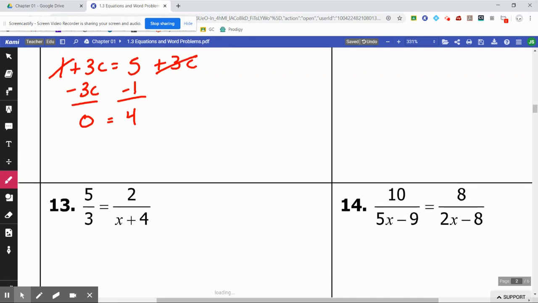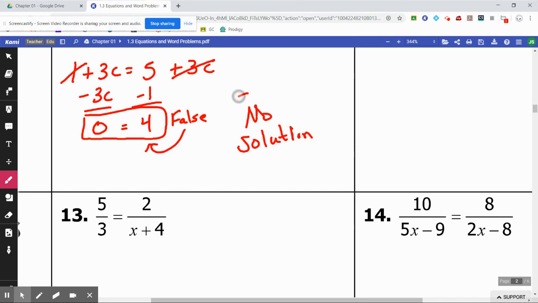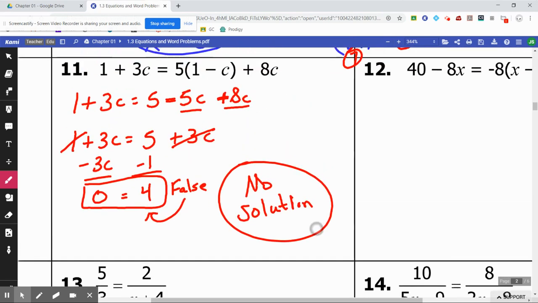Anytime your variables cancel, your x's, y's, z's, and it leaves you with a false statement, your answer will be no solution. There is no solution to this equation. There's nothing you can put into this equation to make it true.